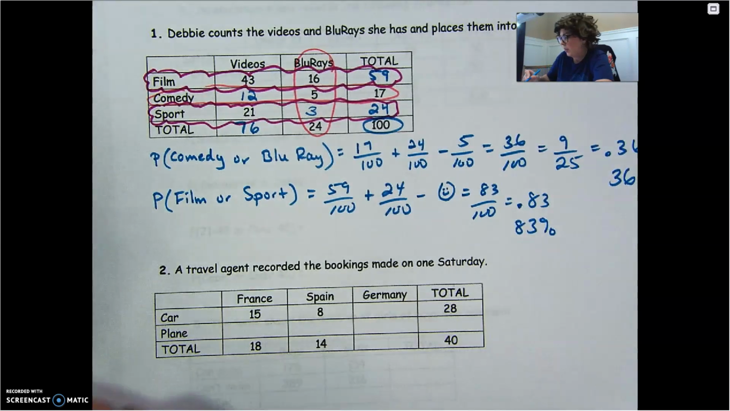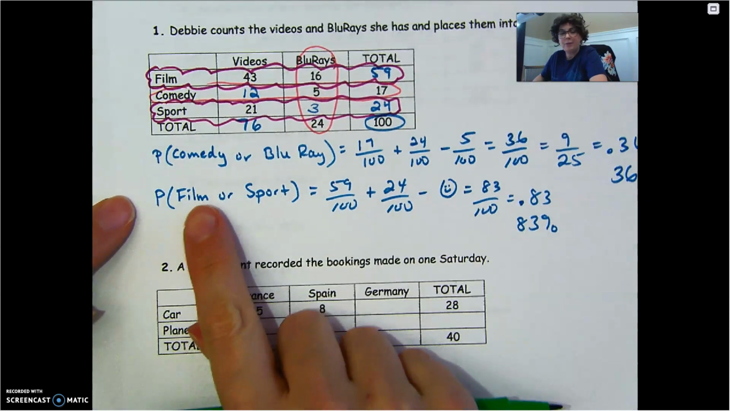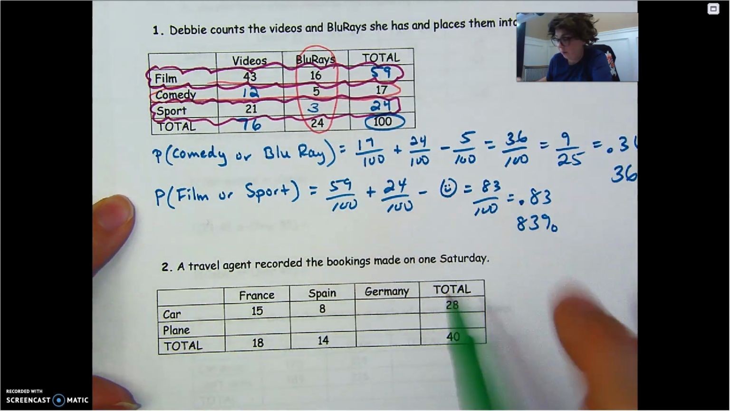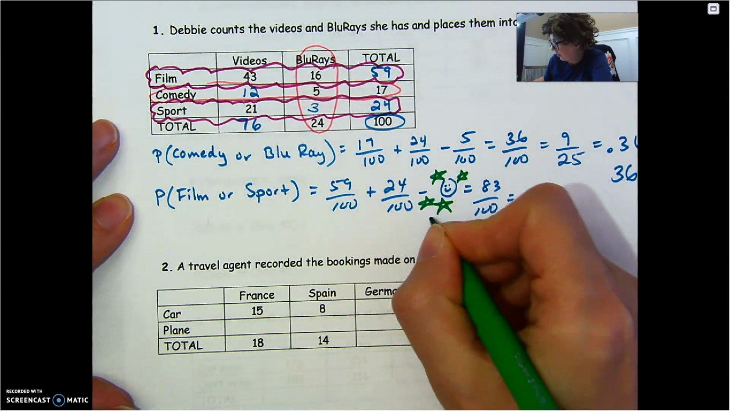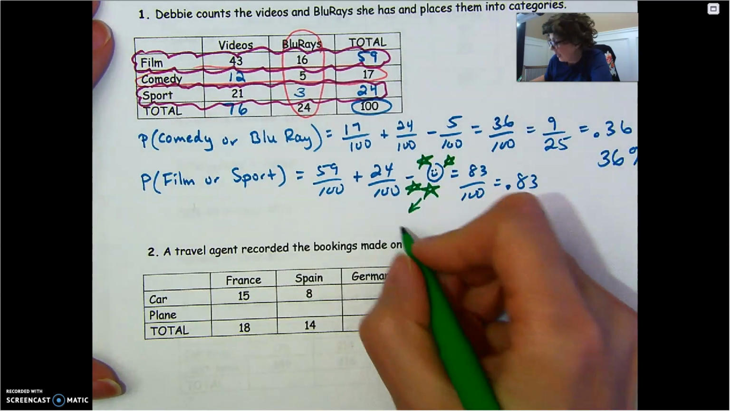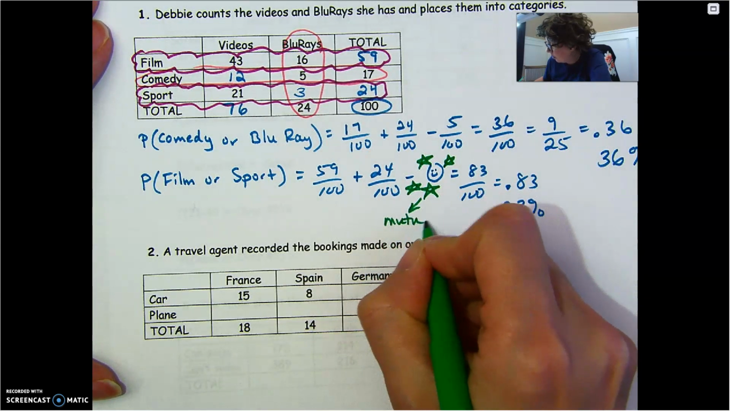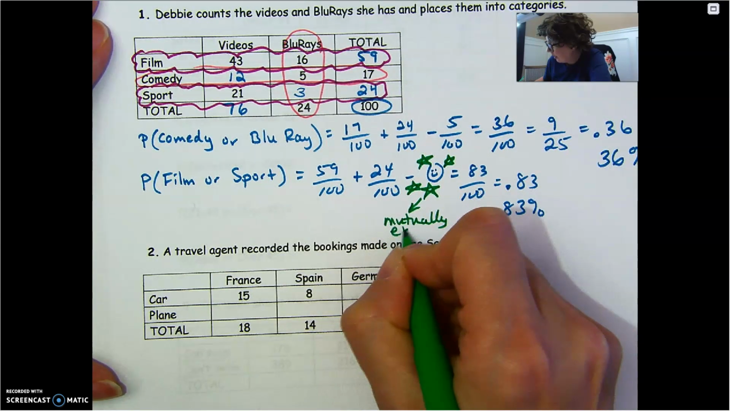All right, so let me sprinkle a little bit more vocab in here. When you have two events that have no overlap, I'm going to put a star right here. When there is no overlap, we call that mutually exclusive. Mutually exclusive.